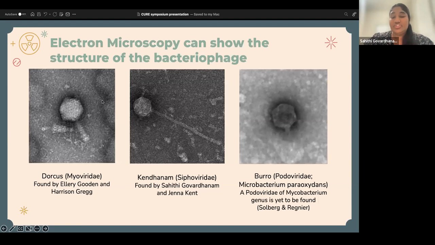So you can tell the structure of your bacteriophage by looking at the electron microscopy picture. So here are Dorcas and Candidum, which are two bacteriophage isolated in our lab this semester. Dorcas is a myovirid phage and Candidum is a siphovirid phage. Here, Burabura is a podovirid phage of the Microbacterium genus. We are yet to find a podovirid of the Mycobacterium genus.